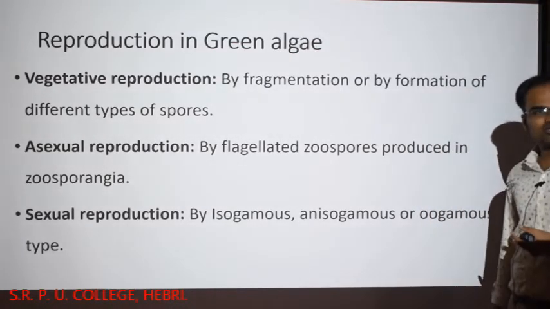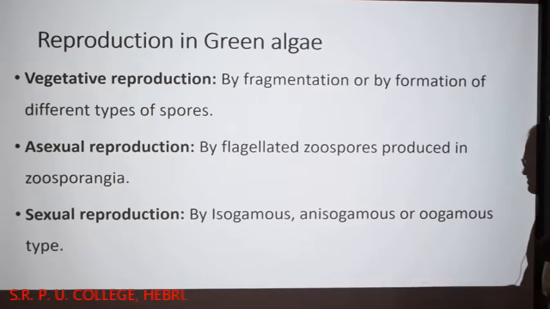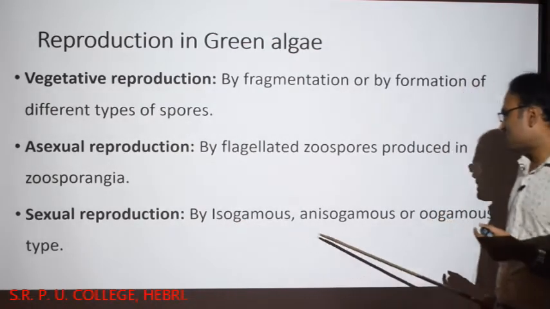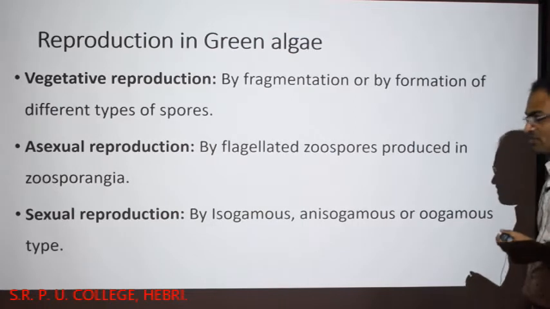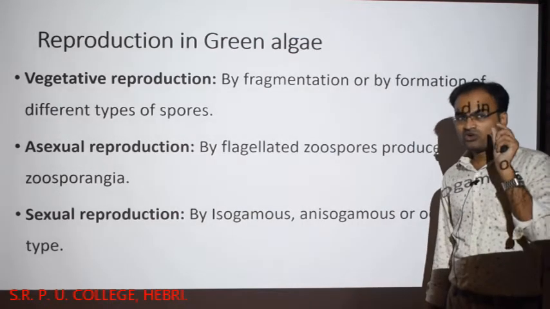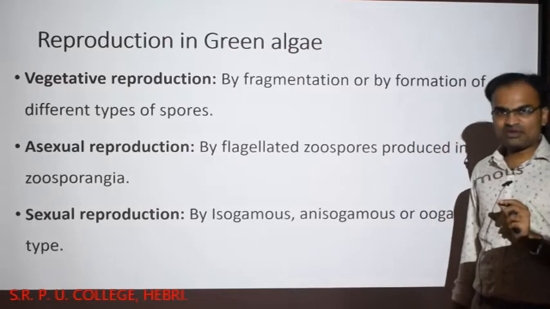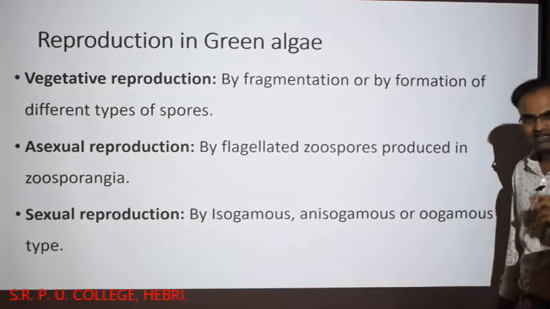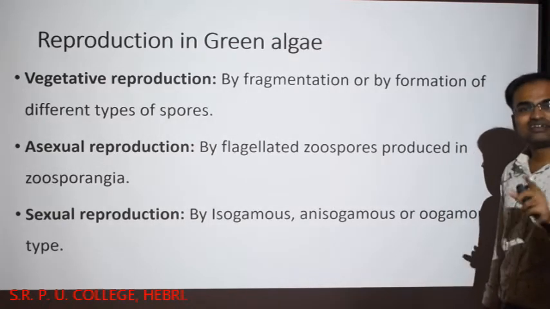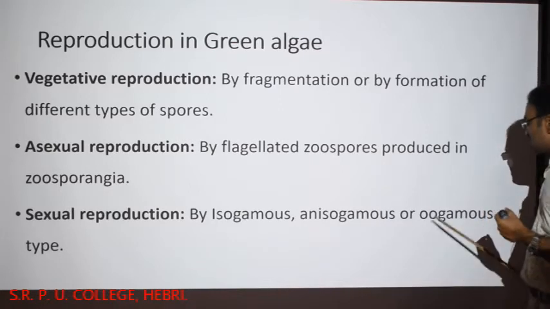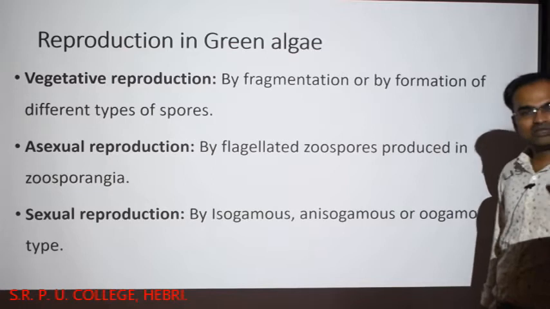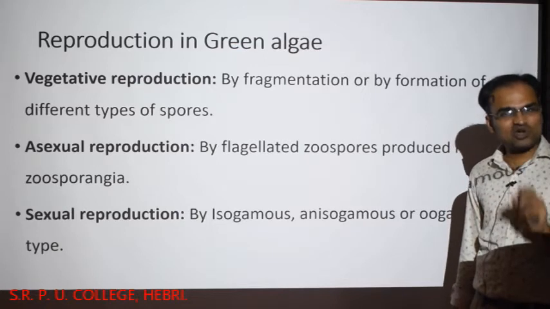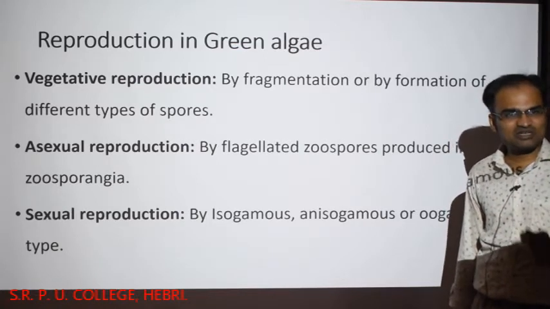The third type of reproduction is sexual reproduction. Sexual reproduction occurs by all three types: isogamous, anisogamous as well as oogamous. You already know the meaning of these. Isogamous type means fusion of two gametes, male and female, which are similar in shape and size, isn't it? Anisogamous means fusion of male and female gametes which are dissimilar in shape and size. Oogamous means the female gamete is larger in size, static and non-motile, while the male gamete is smaller in size and possesses flagella, that means it is movable.